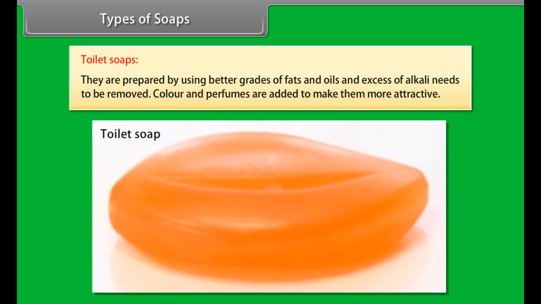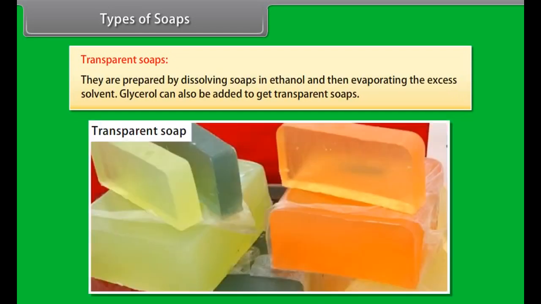Toilet soaps. They are prepared by using better grades of fats and oils, and excess of alkali needs to be removed. Color and perfumes are added to make them more attractive. Transparent soaps. They are prepared by dissolving soaps in ethanol and then evaporating the excess solvent. Glycerol can also be added to get transparent soaps. They are used for dry skins.